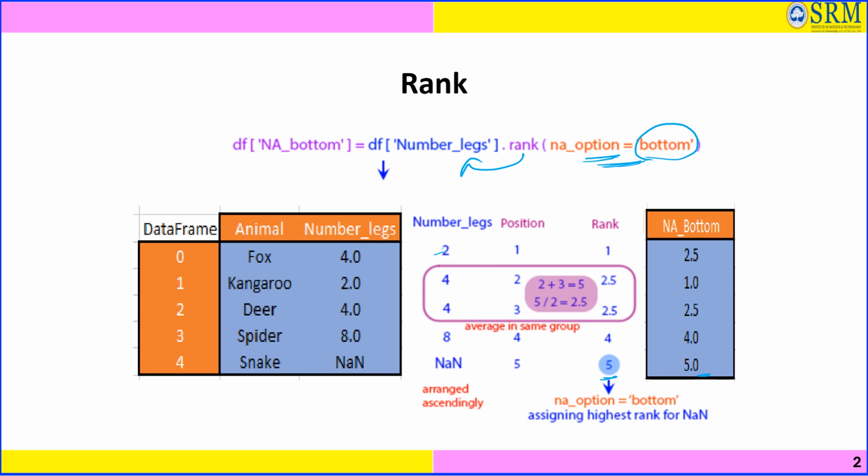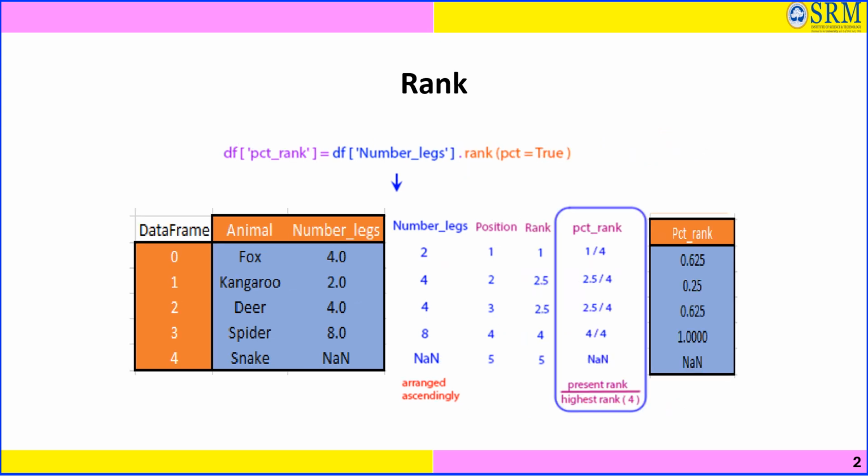So this is also one more ranking. Next one is you have to apply rank using percentile value. Again, first you have to sort it out, give the position and give the rank. Okay, so how to calculate the mean percentile? This rank divided by the number of data. So here 4 data, that's why 2.5 divided by 4, 2.5 divided by 4, 4 divided by 4, and then 5 is a NaN number. So the formula is present rank divided by highest rank.